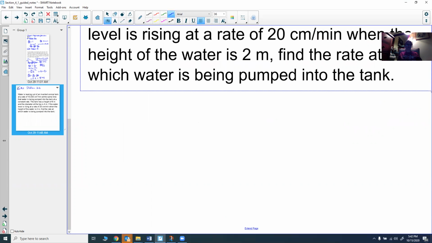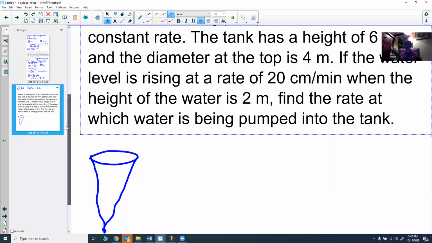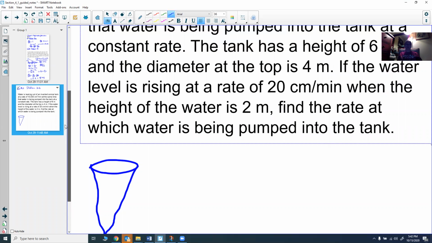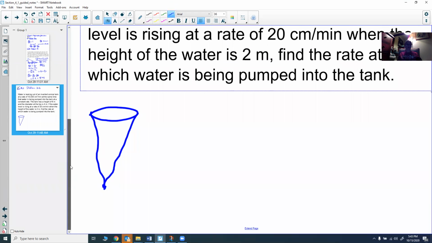So we have a conical tank. That just means a cone. So there's my cone. I want to find out when the water is rising and it's rising at a certain rate. I want to find actually how fast the water is being pumped into the tank. All right, so I still want to find a rate, but the water is rising. So since the water is rising, it's changing. So think of this as being the level of the water.